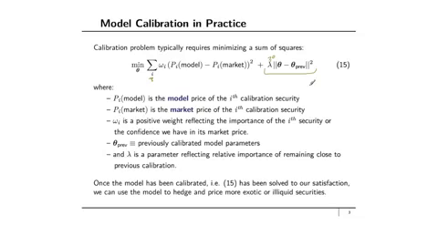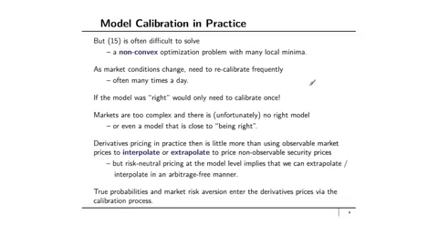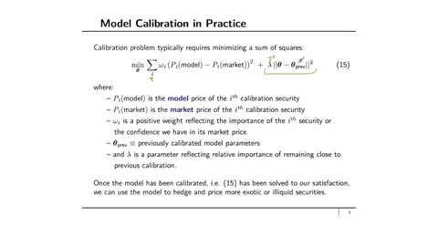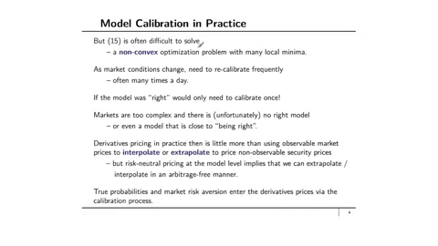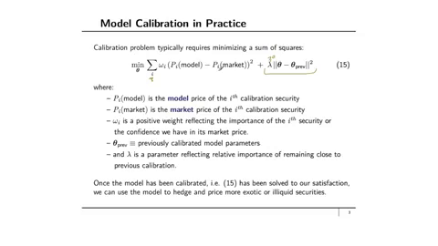Once this model has been calibrated, we can use it to hedge and price more exotic or illiquid securities. One problem, however, is that this calibration problem is often very difficult to solve. This is typically a non-convex optimization problem. If you don't know what I mean by non-convex, basically the upshot is that there will be many local minima, and it will be very hard to find the true solution to this optimization problem.